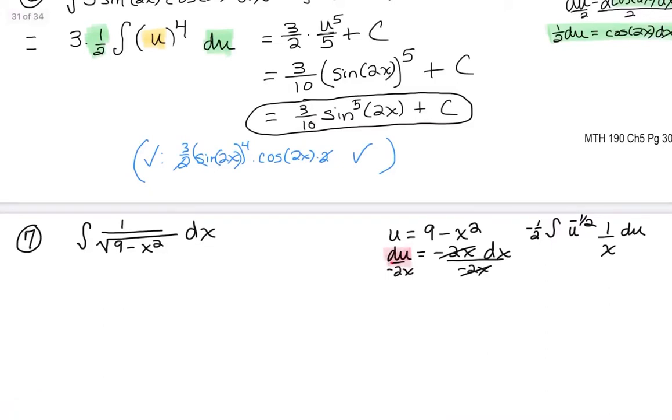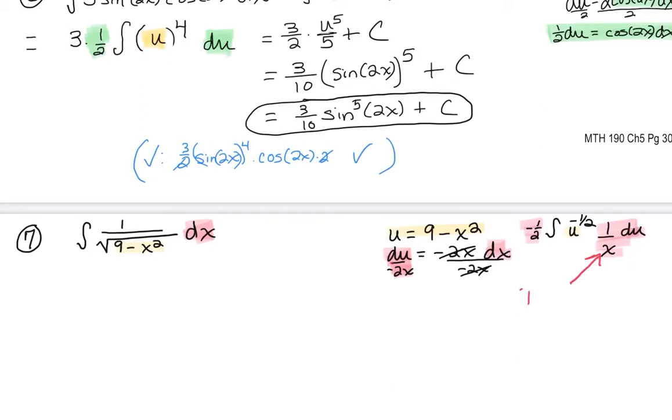So if I replace that dx with this negative 1/2 times 1 over x du, and again, maybe I start with what seemed good with my u there, this is the big problem. This right here makes no mathematical sense.